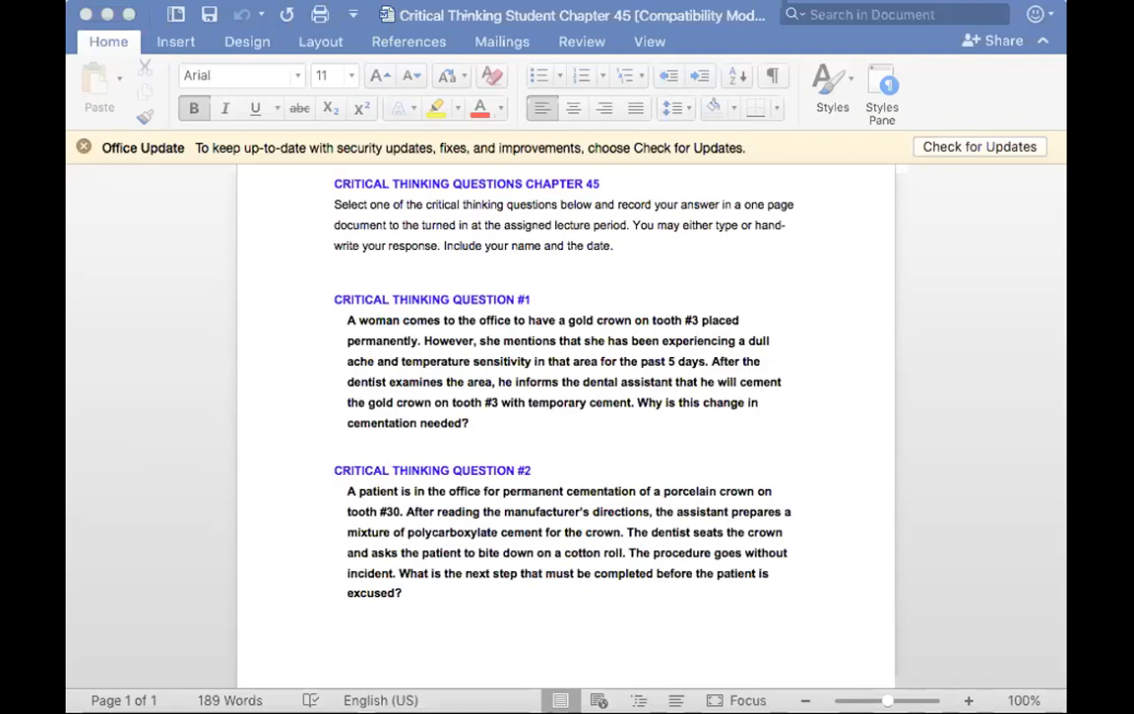What else did she ask? And then the last thing she asked of me was etch. What is the purpose of the etchant gel? Isn't it for the composite to stick?